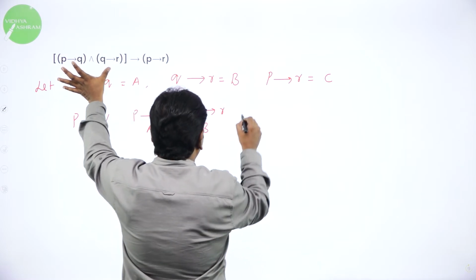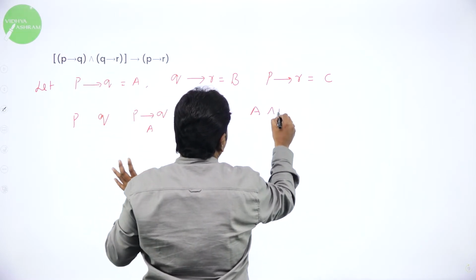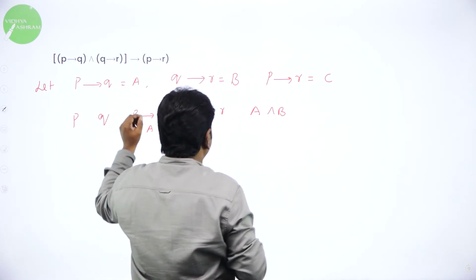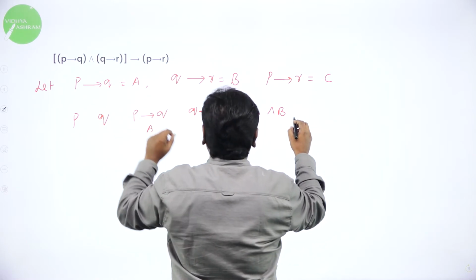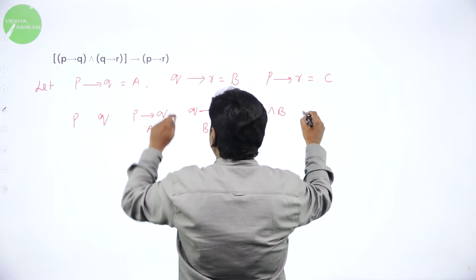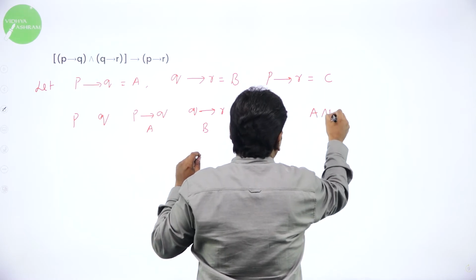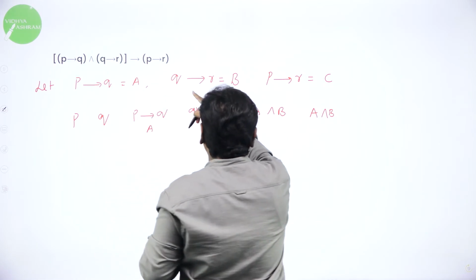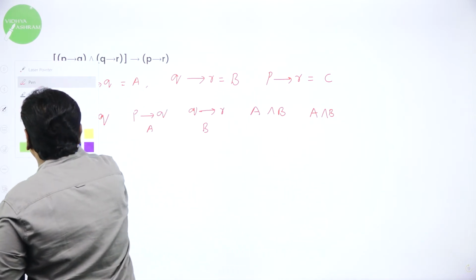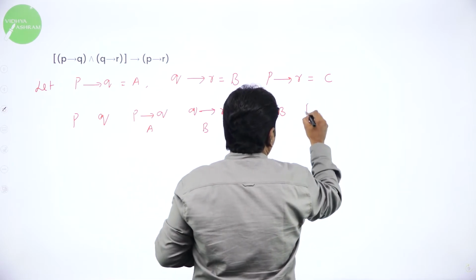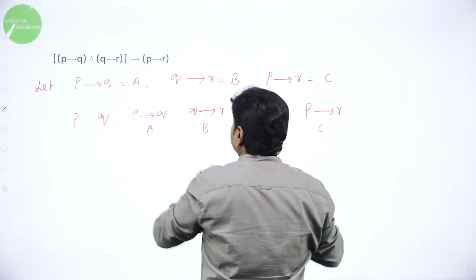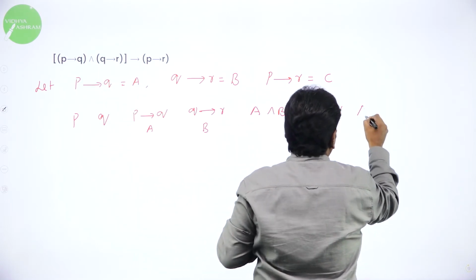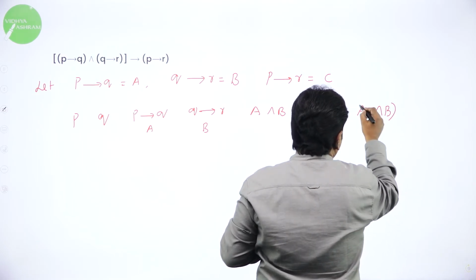Then I need this whole thing. Can I call it A and B? Because I am calling this statement A and this statement B, so A and B. Then we have A and B implies C, this whole thing implies C. So we need C also. Along with Q implies R, we will take P implies R also. P implies R, call it C. So now, A and B implies C.